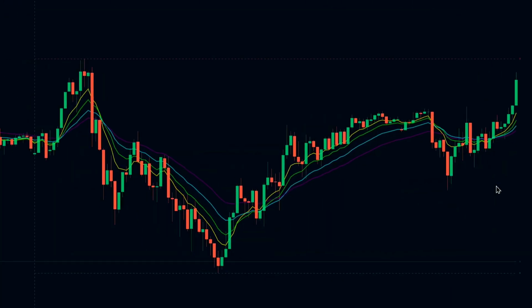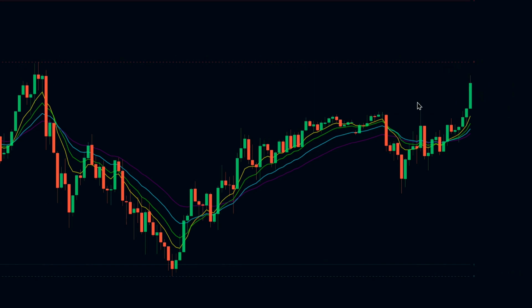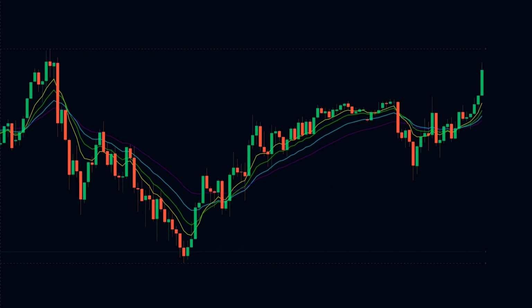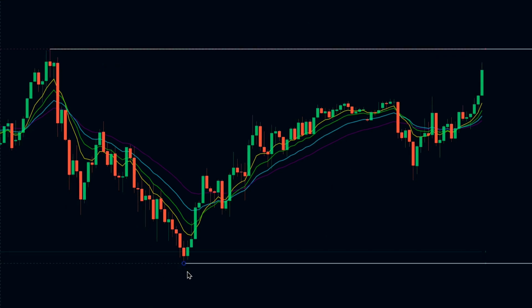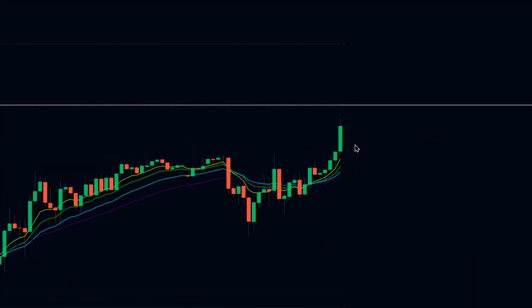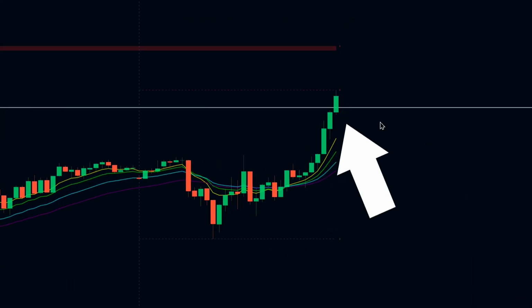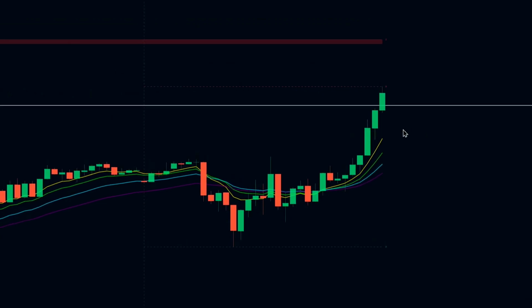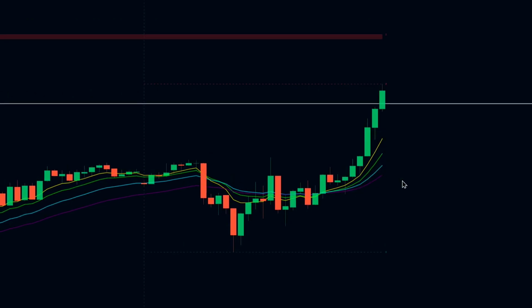Now let's talk about how to trade using this setup. Suppose you wake up ready to tackle the markets. You check your chart, and the indicator has marked the current day's high and low levels with dotted lines. These are dynamic and will be updated as the day progresses. If the price breaks and closes above the day's high and the EMAs confirm a bullish trend, that's your signal to prepare for a long position.